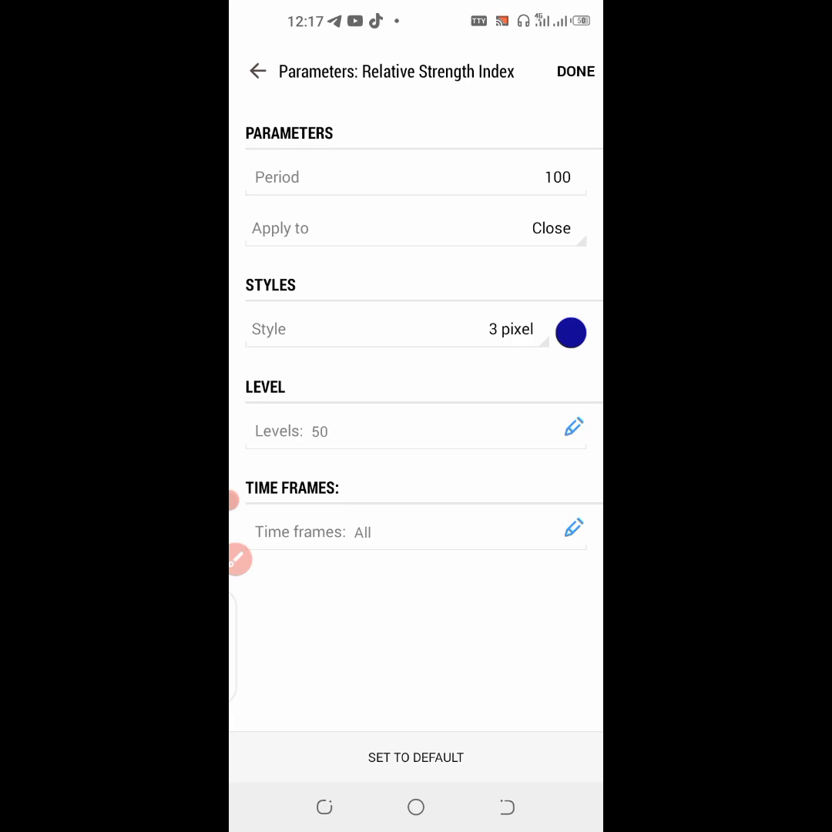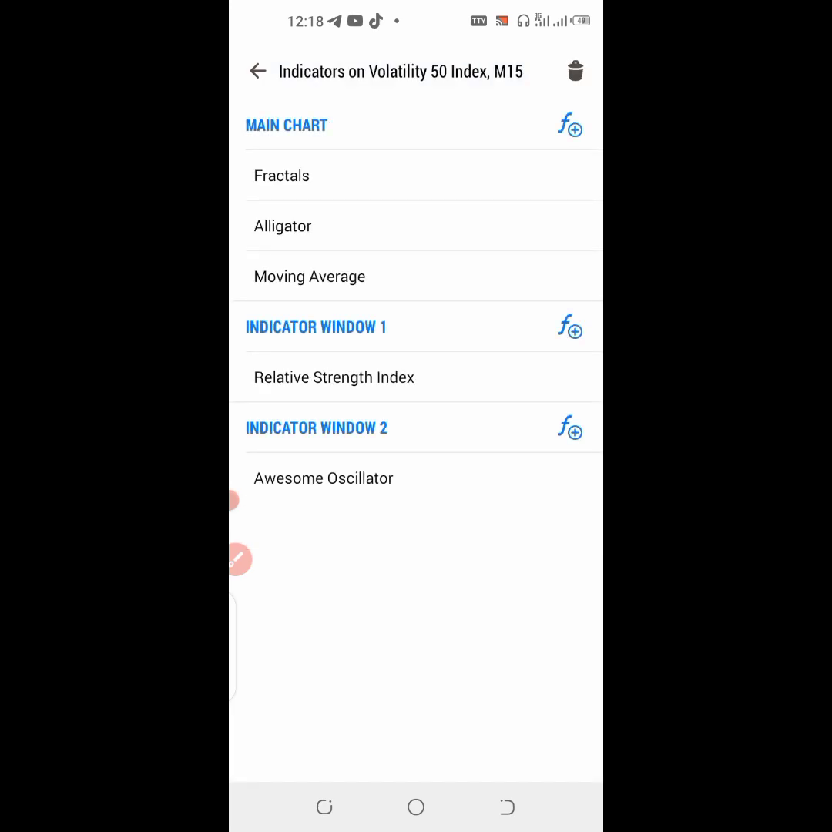So guys, in today's video I am going to show you how you will trade with RSI, which you are seeing here now. You are going to trade with RSI 100, apply to close. Our level is 50. We are going to also trade with awesome oscillator and our indicators on our main chart. So guys, let me show you the indicators first.